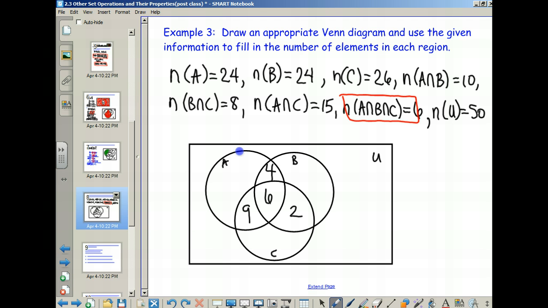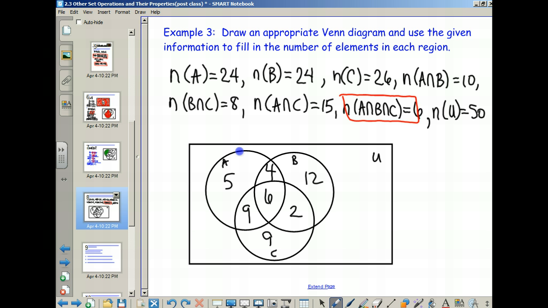All right. Now I can deal with the C, B, and A individually just fine, because each of the circles only has one piece missing. So let's just start with A. So A is 24. So right now I have 4 plus 6 is 10 plus 9 is 19. I need 5 more. B is 24 as well, and I have 4 plus 6 is 10 plus 2 is 12. I need 12 more. And C is 26, and I have 6 plus 9 is 15 plus 2 is 17, so I need 9 more.